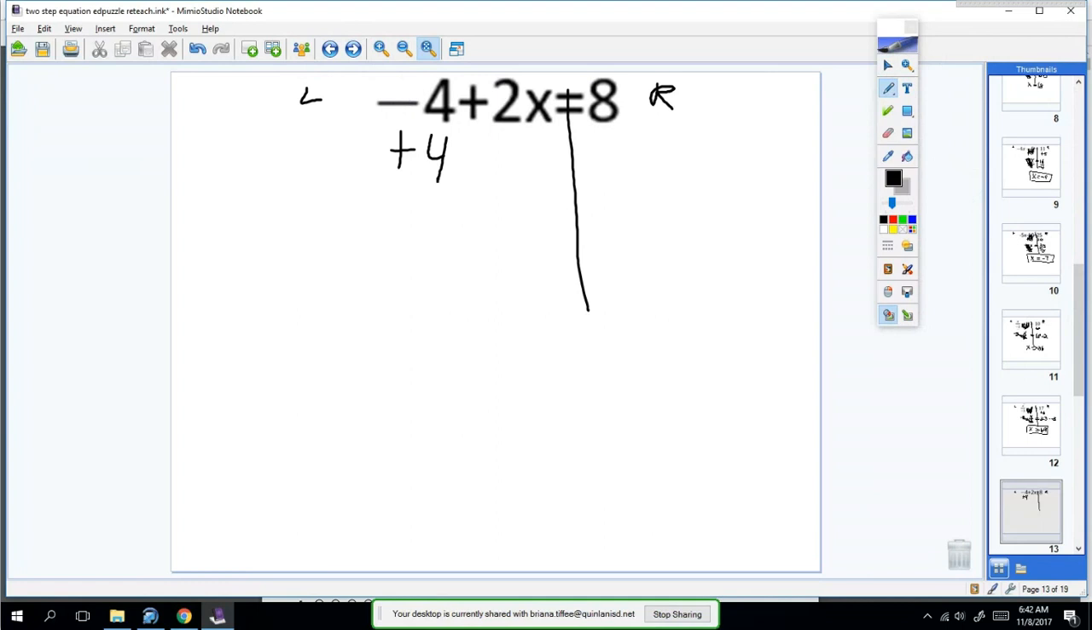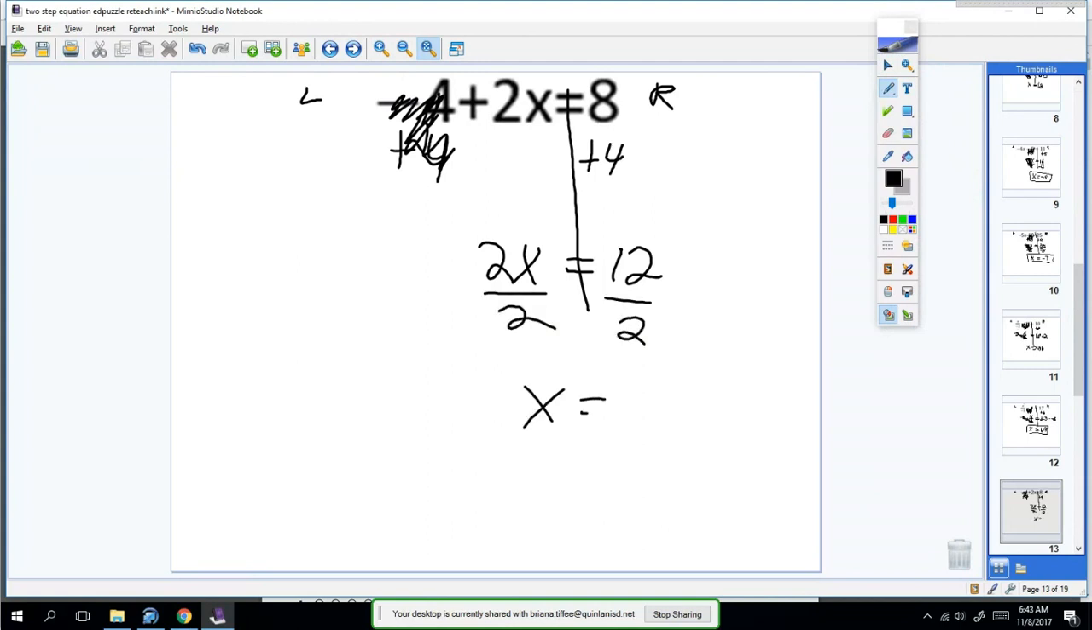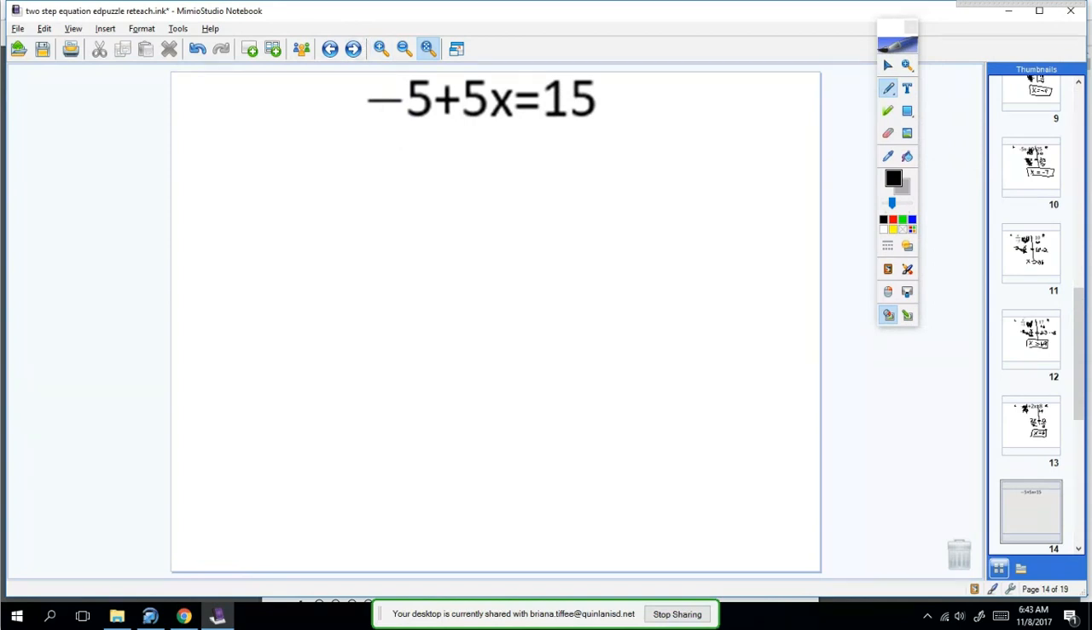Okay, so you're going to have 4 positives to the left side, and then you're going to have 4 positives to the right side. So this cancels out. The 2x comes down. This is equal to 12. So since that 2 is being multiplied, you're going to divide 2 to both sides. You get x is equal to 6. All right, so now you try one.